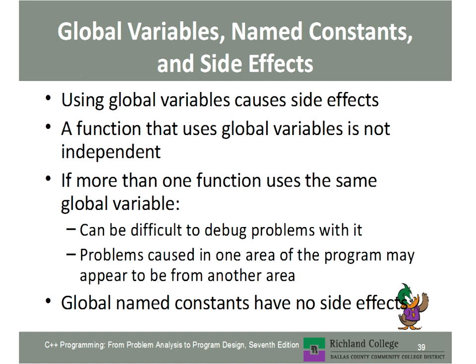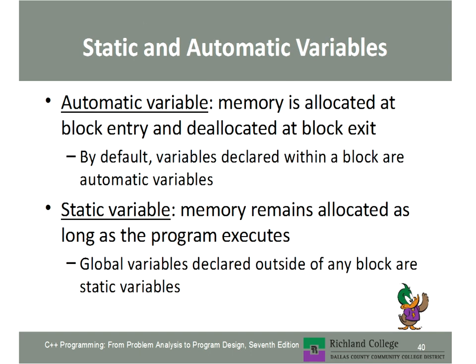Global named constants have no side effects. If it's a constant, you just see it. It's kind of like read-only. You're only reading it, you're not changing it. So it's a lot safer, if you're using global identifiers, to place constant values as global, and with global variables, you need to be really careful.